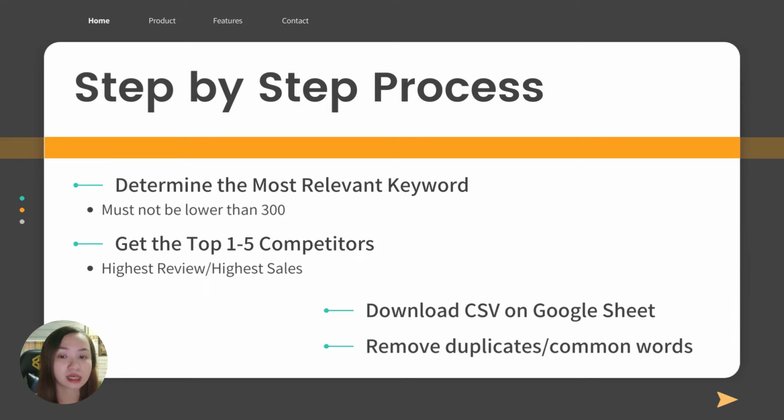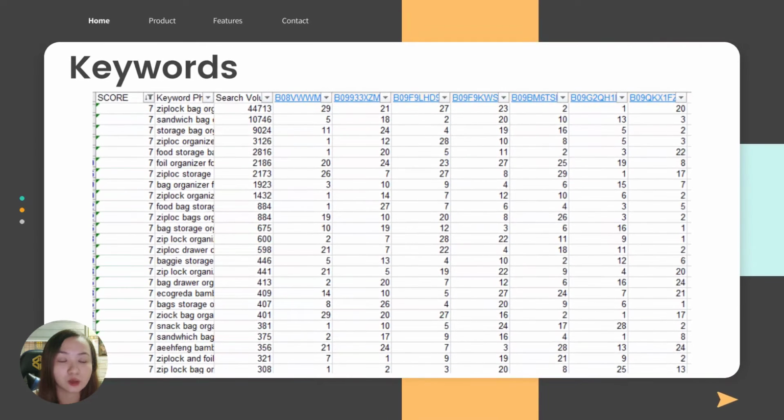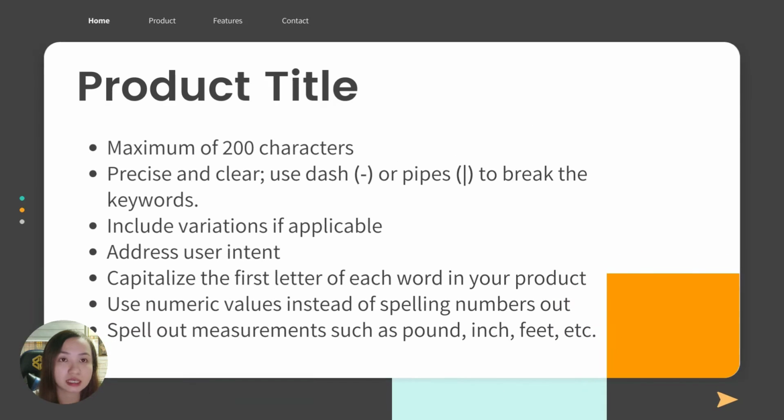We will obtain the top 5 competitors after determining the keywords. And then I import each CSV file into Google Sheets. Finally, I merge all of the competitors' keywords, delete duplicates and common words. Now, here's the screenshot of sample accumulated keywords, which we were able to extract from Cerebro and which contain the relevant keywords. Now, we can go to Amazon Seller Central and create a listing.